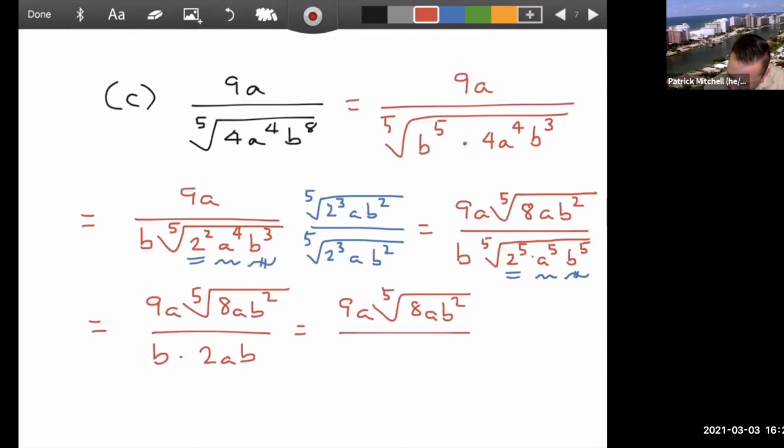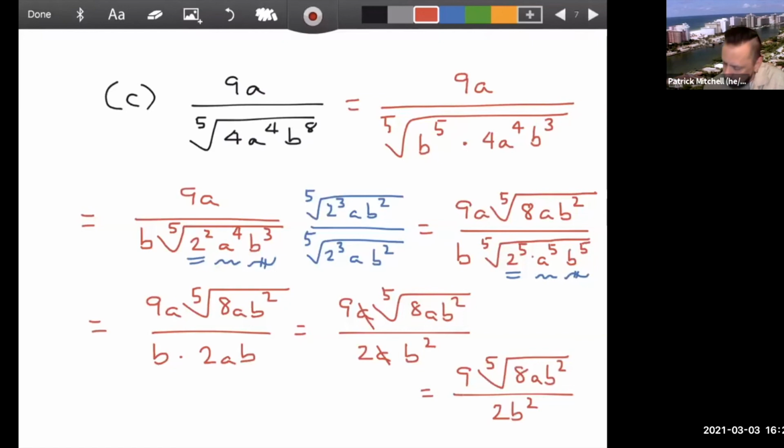Oh, you know what? Wish I'd noticed that a minute ago. I noticed we have a common factor a here that we can take out. All right, so final answer would be 9 times the fifth root of 8ab squared divided by 2b squared. And that would be my final answer.